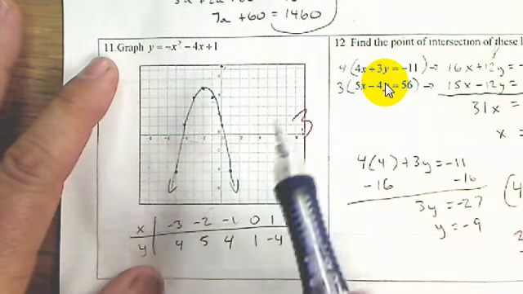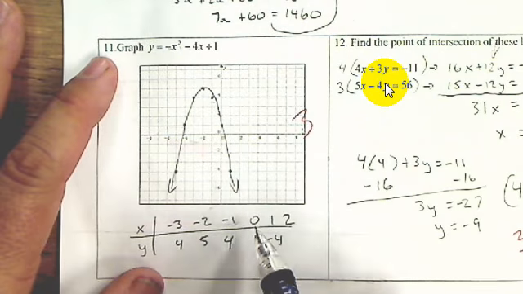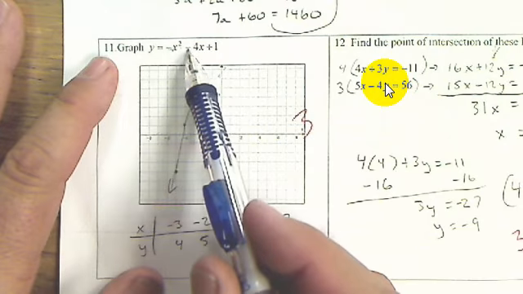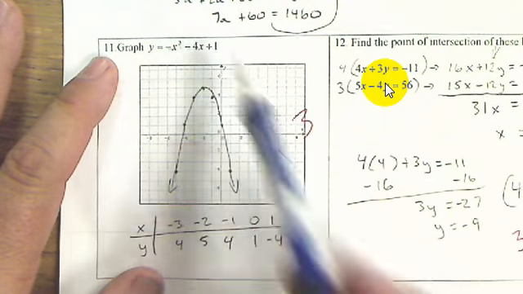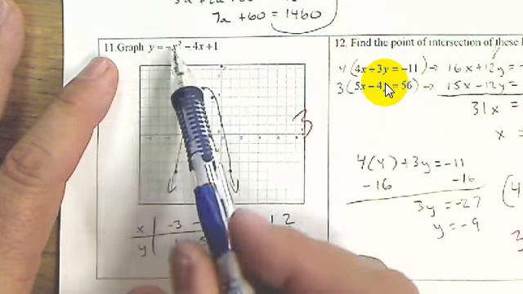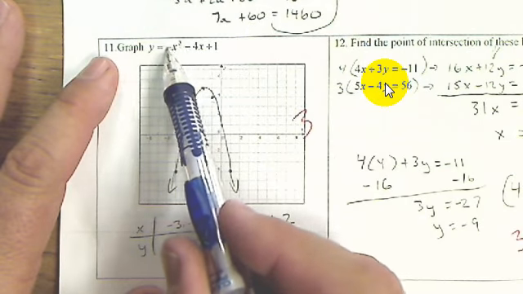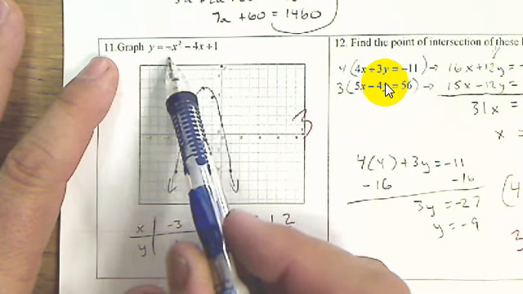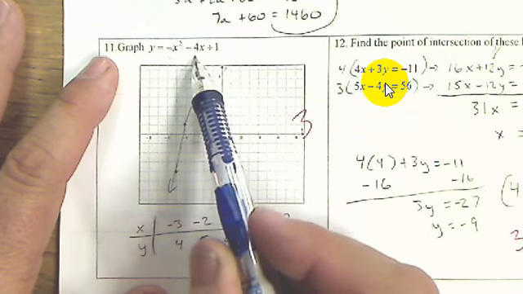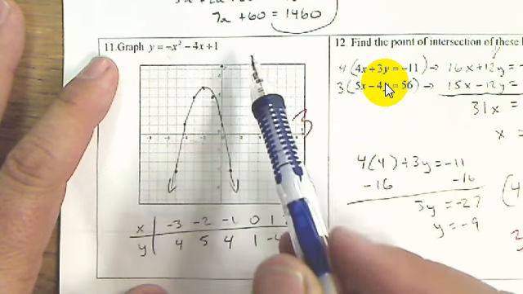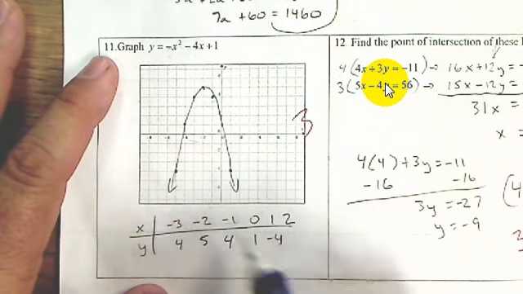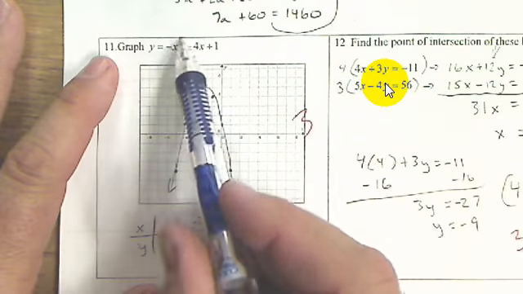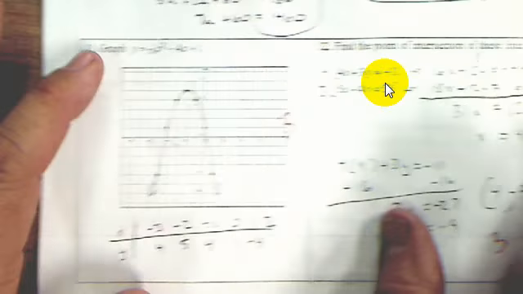I just started plugging in x's. 0, 0 squared is 0. Make it negative, still 0. Minus 4 times 0, 0. So it's just 1. Plug in 1. 1 squared is 1. Make it negative, so that's negative 1. Minus 1 times negative 4. Negative 1 minus 4. It's negative 5. Negative 5 plus 1 is negative 4. I just did that for a bunch of points until I saw my parabola. I knew it was a parabola because it was a squared. I knew it was upside down because it was negative.